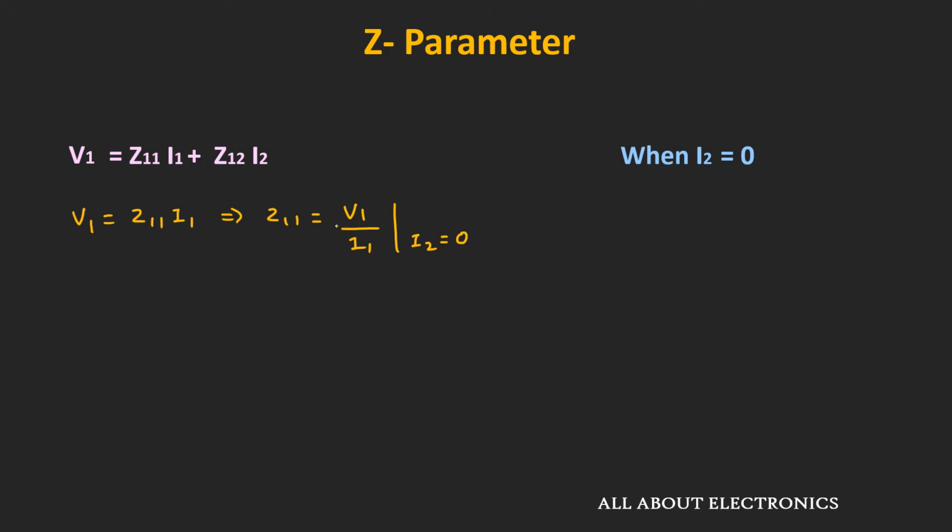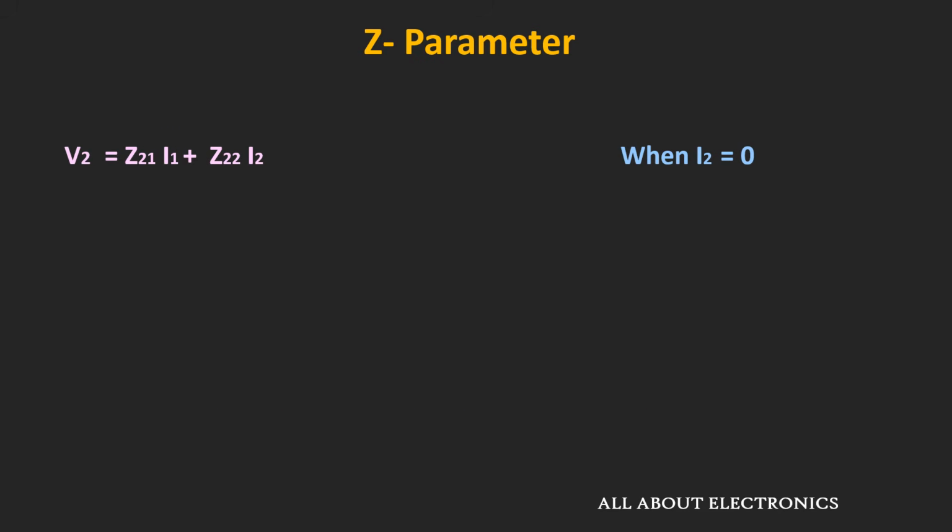Here in the numerator, the voltage is on the port 1 side, while in the denominator also the current is on the port 1 side, and in fact that is why the subscript is 11. Also, while finding this parameter, port 2 is an open circuit. So this parameter is known as the open circuit driving point impedance, or simply the input impedance of port 1 when port 2 is open circuited.